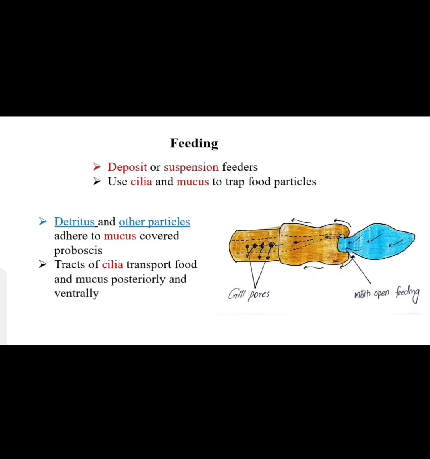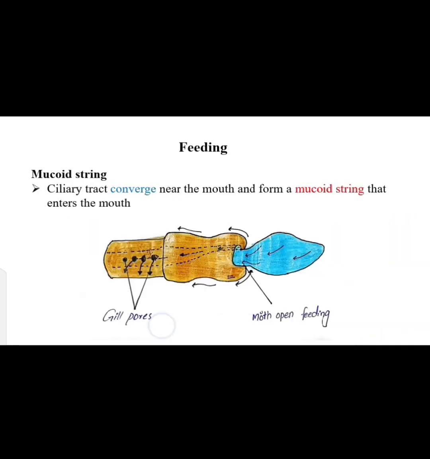Feeding. Acorn worms are deposit or suspension feeders. They use cilia and mucus to trap food particles. Detritus and other particles adhere to the mucus-covered proboscis. Tracts of cilia transport food and mucus posteriorly and ventrally.